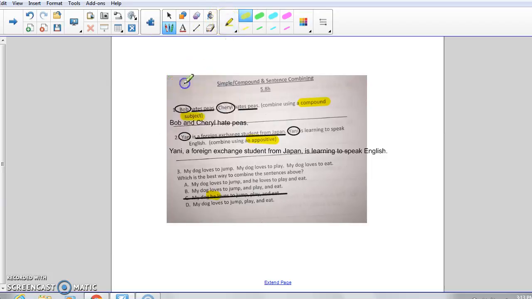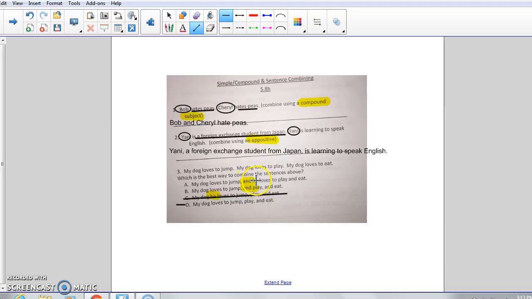So then we're going to look at our next difference. We have loves, loves, loves to jump, comma. Everything's the same there. And then we have and. And then this one has play. Oh, okay, this is different. My dog loves to jump, play, and eat. That sounds pretty good to me. I'm going to give it a dash and look at the other two.